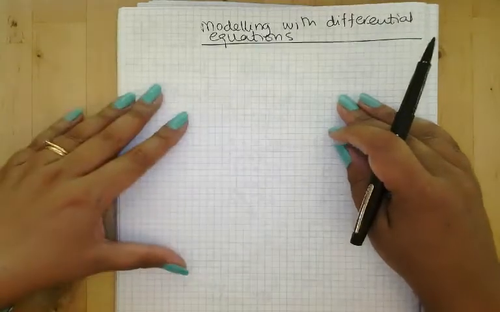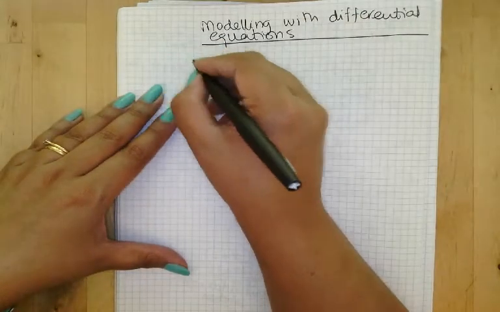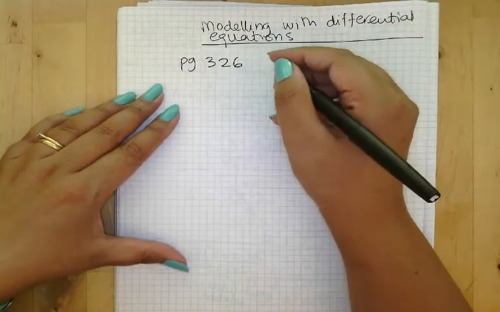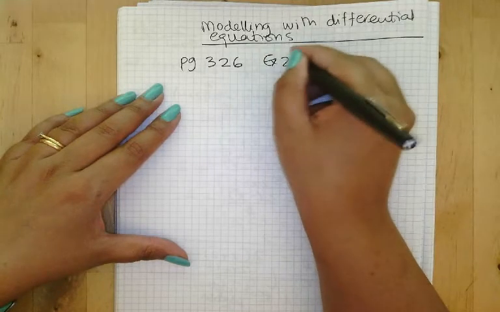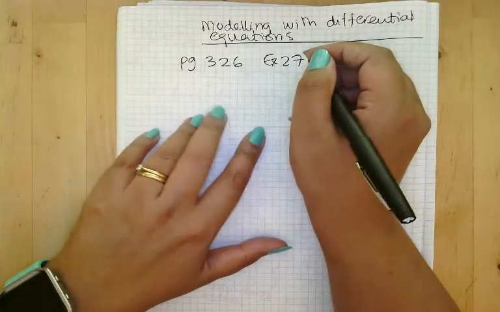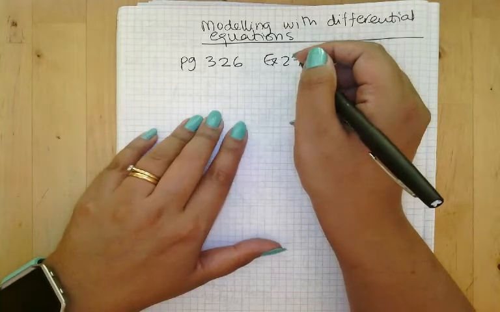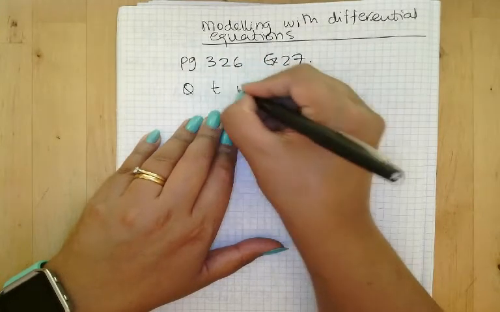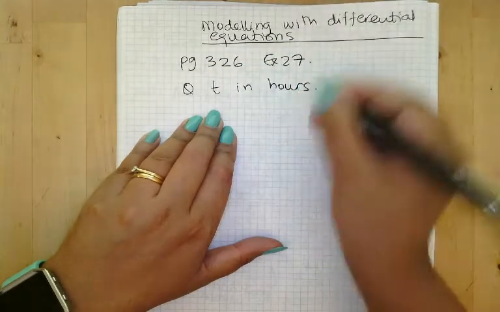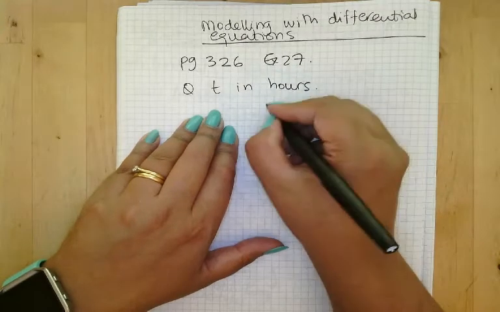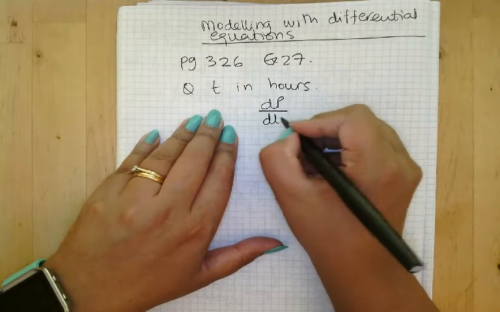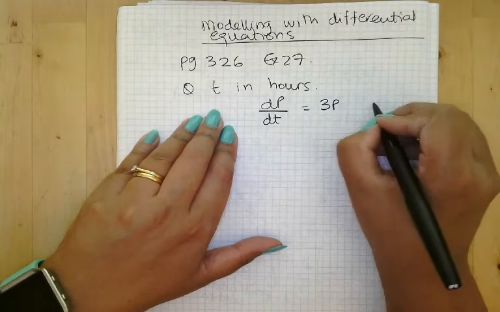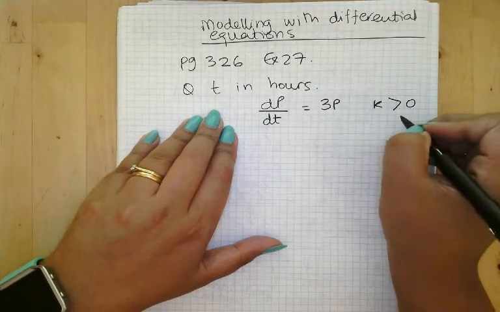Modeling with differential equations. Okay, so we've got a question on page 326, example 27, and basically it says the rate of increase of a population P of microorganisms at time t in hours, so always write that down, t, is given by a differential equation, which is the rate of change of population per unit time, dP/dt equals kP, where k is greater than 0.